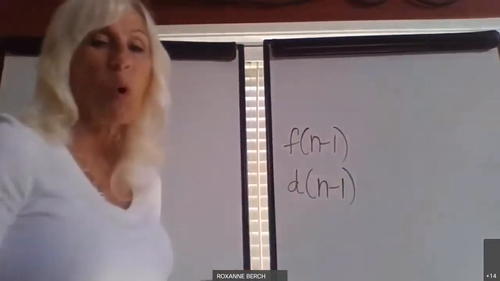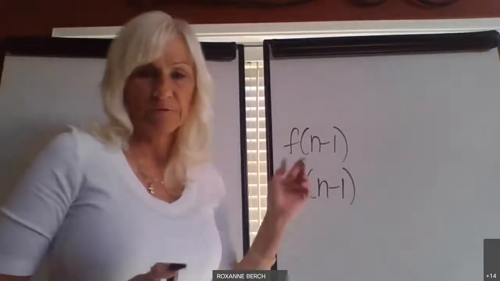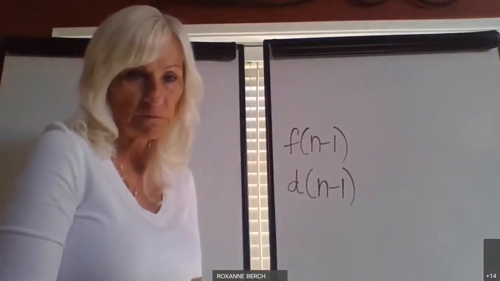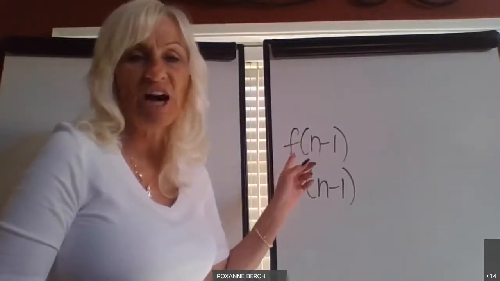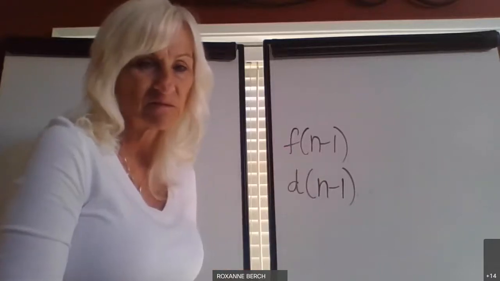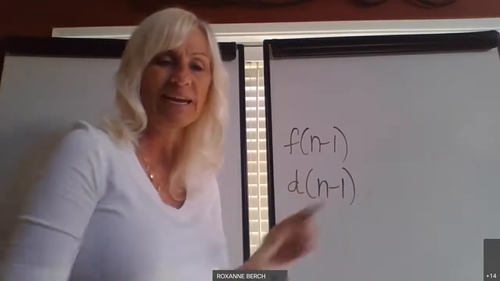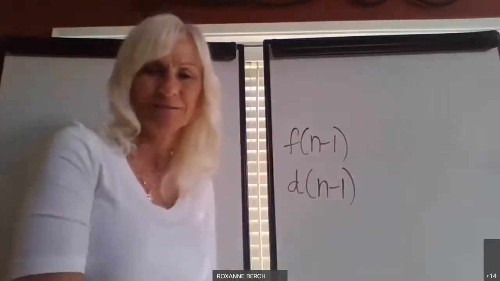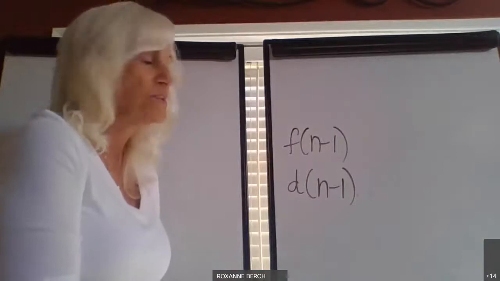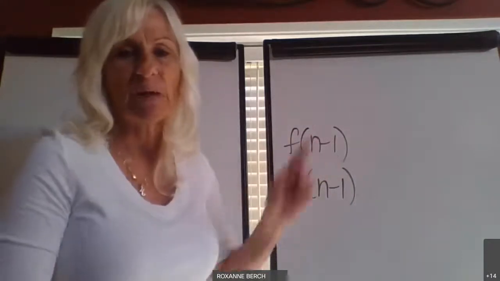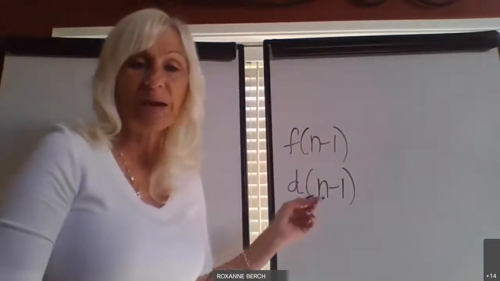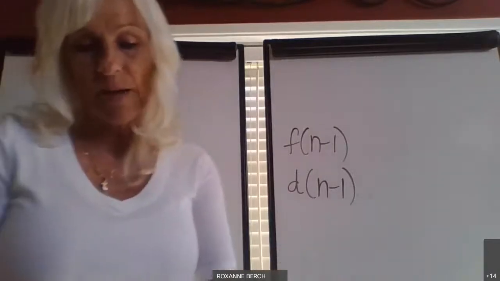I stress the importance of knowing the difference between these two. So this is a function of something. This is D times a quantity. The two are totally different things. So this is a function of something. This is D times the quantity n minus 1.